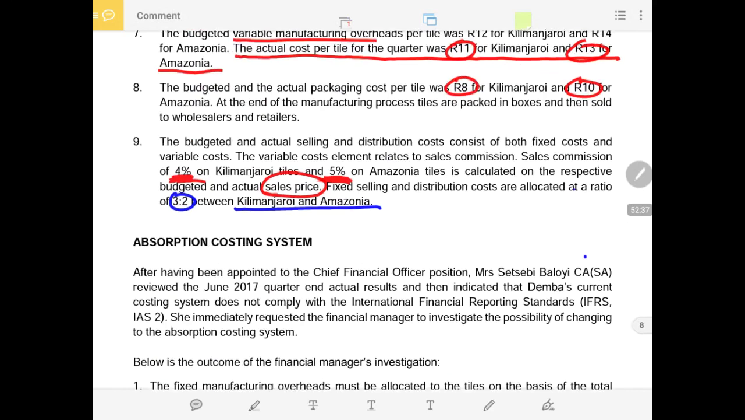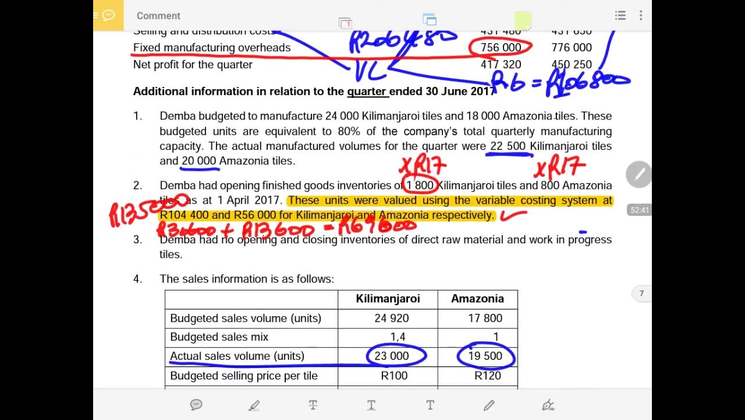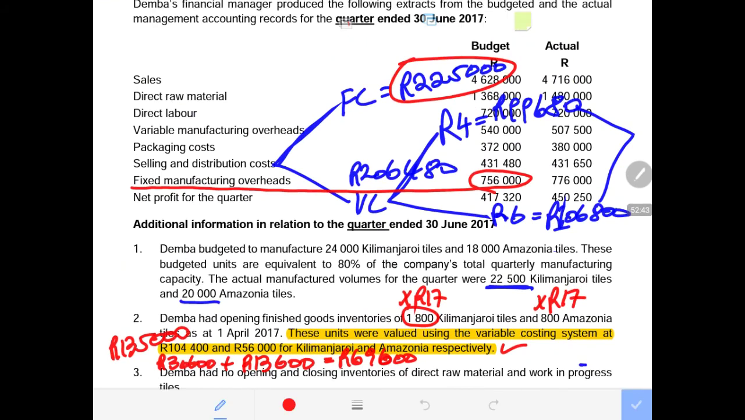Now, where is the 20,000 and 22,500 coming from? Remember, this is the number of units that were actually manufactured. Let us look at the actual manufacturing volumes for the quarter: 22,500 for Kilimanjaro tiles and 20,000 for Amazonia. So that is where all this is coming from.